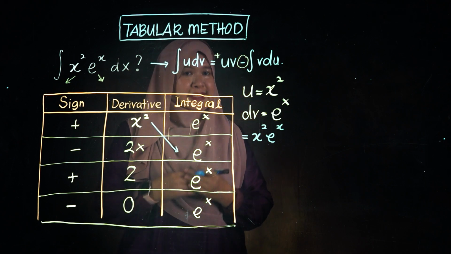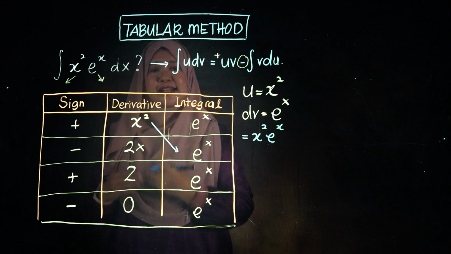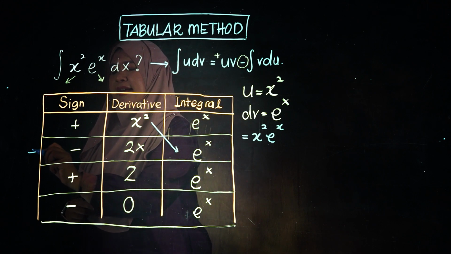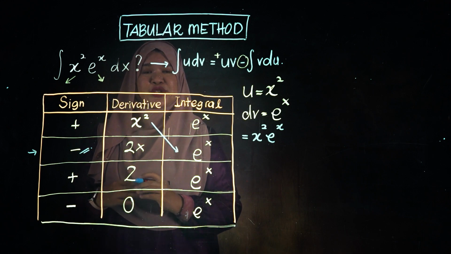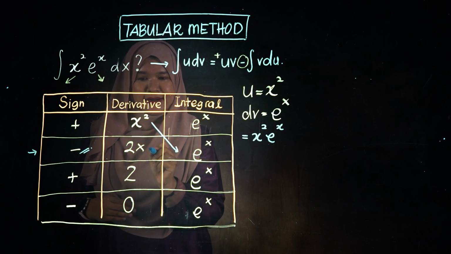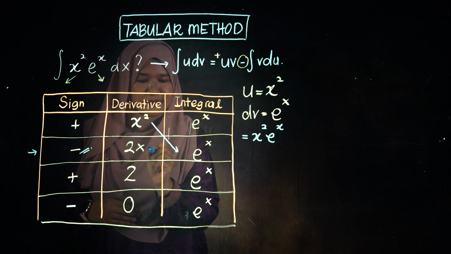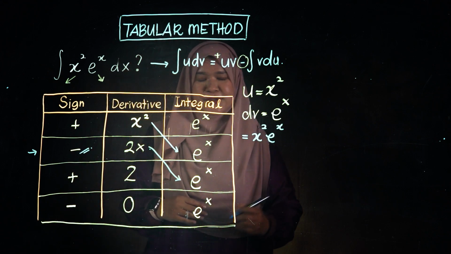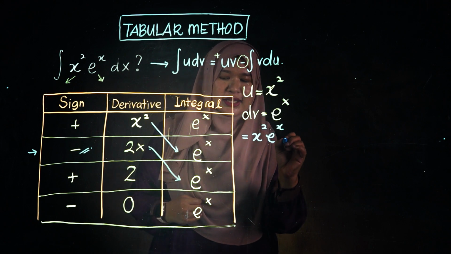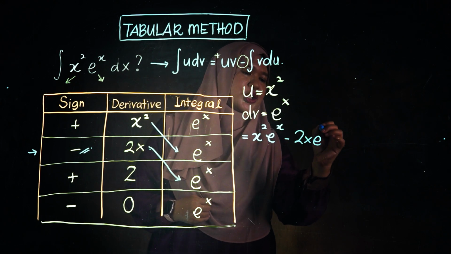And then we need to find the second term. Notice that at the second term, we get the negative sign here. So we need to multiply the second entry in the derivative column with the third entry in the integral column. So we get the answer negative 2x e to the x.